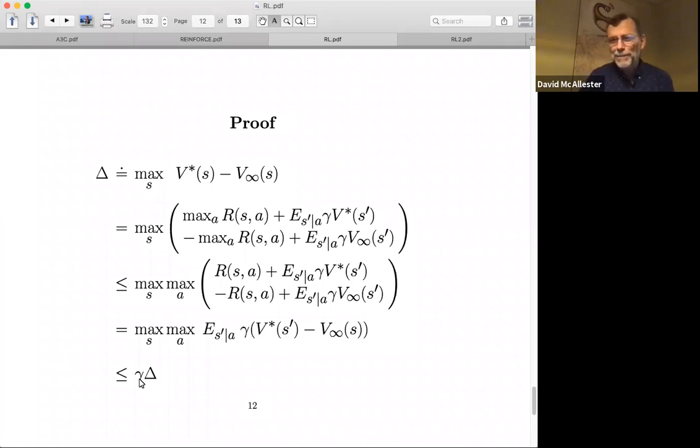All right, so I dragged you through that proof. We're going to continue with more classical standard reinforcement learning in the next unit. So thanks, everybody.